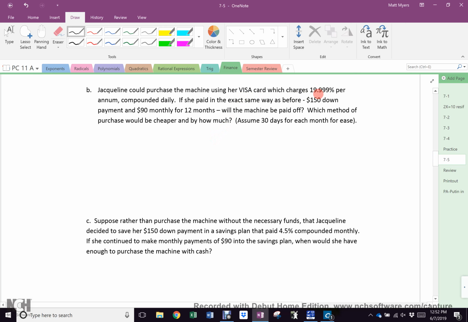And this is the last thing we're going to do. 19% compounded daily. She's going to pay the same way as before. $150 a month, $90 a month for 12 months. Will the machine be paid off? Well, what was the principal that she borrowed?